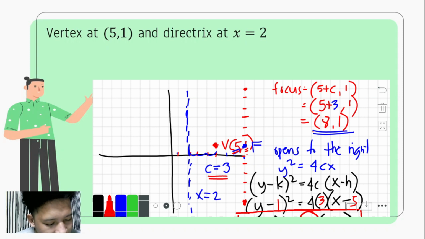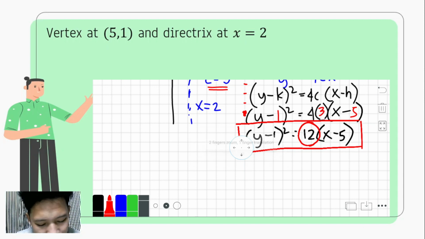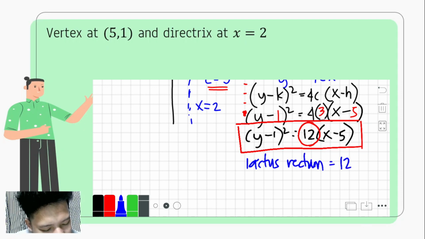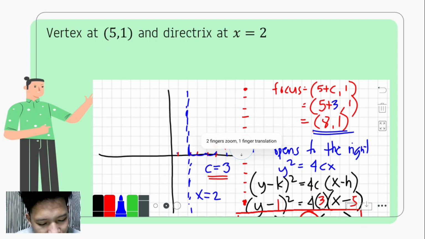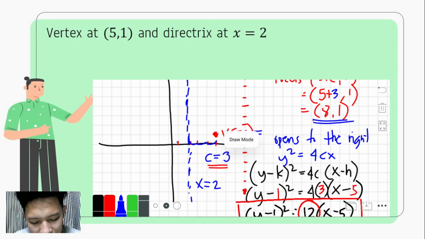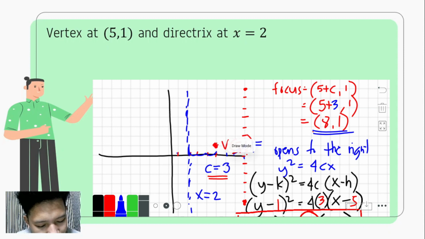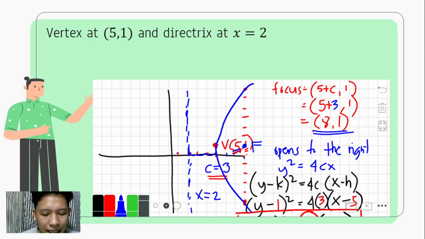So let me just write it down so that no one gets confused. The latus rectum has a length of 12 units, and then by graphing, our parabola would look just like this one. So we have this. We just connect the ends of the latus rectum with the vertex. Alright? So this will be our parabola.